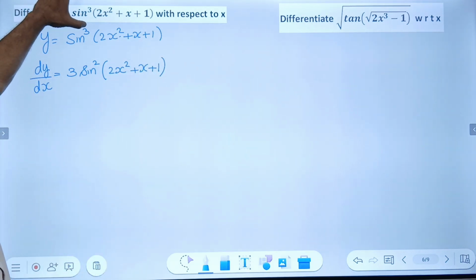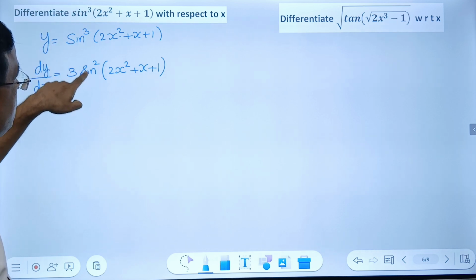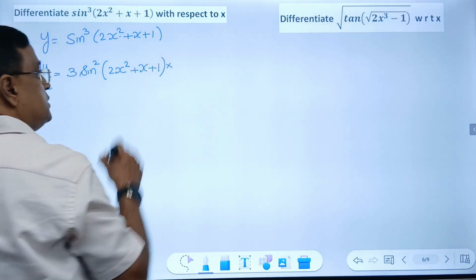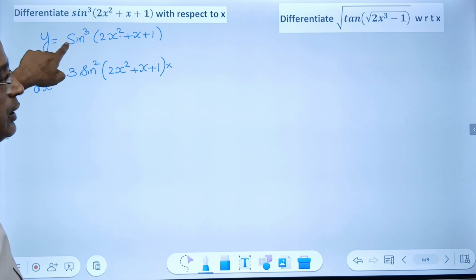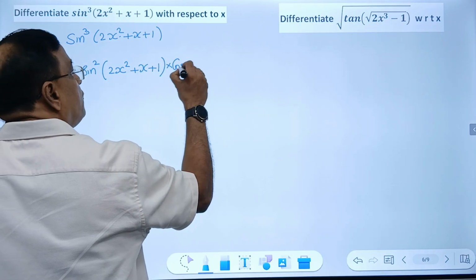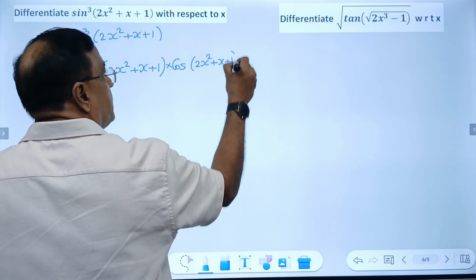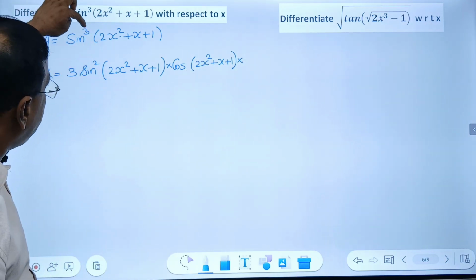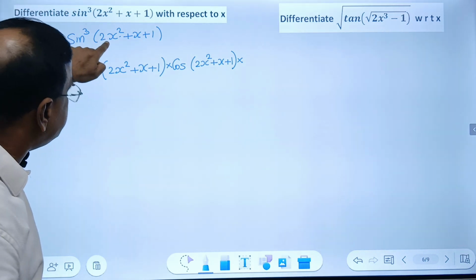First I differentiate the power. I use the formula x power n: n into x to the power of n minus 1. 3 minus 1 is 2. Into, it's a chain rule, into. I am done with the power. Now what should I differentiate? I should differentiate the base, sine. Differentiation of sine is cos of 2x square plus x plus 1, into, not done, go inside. I am done with the outermost power, then I go inside, that is sine. Now I keep moving inside. What is that?